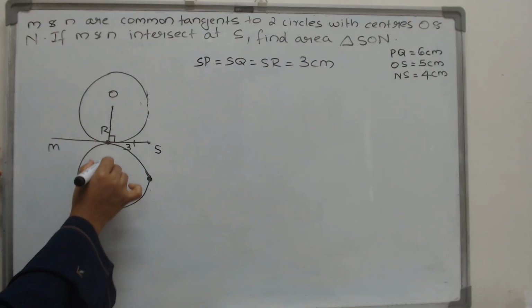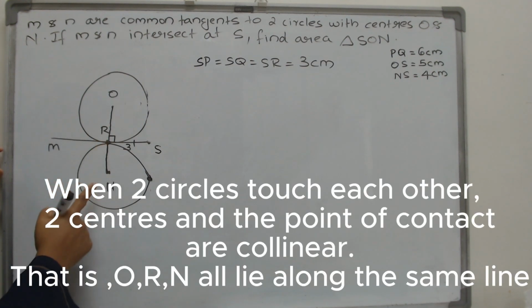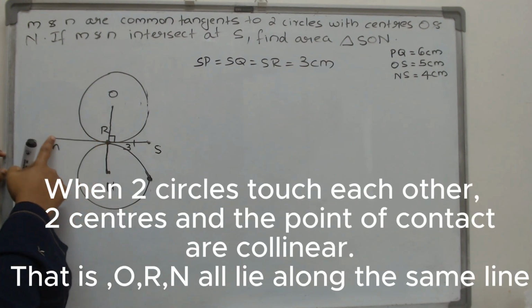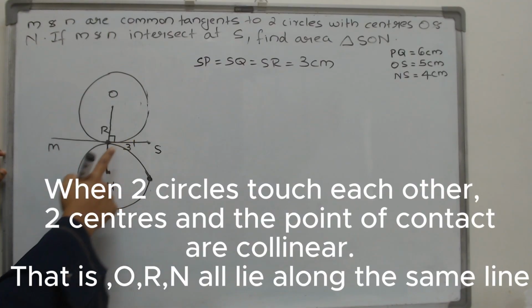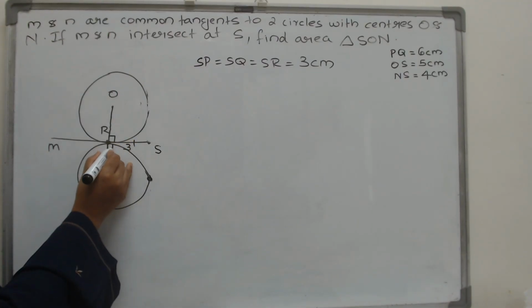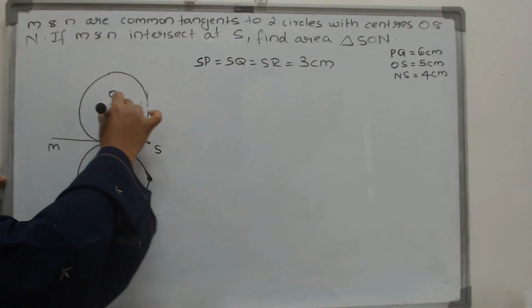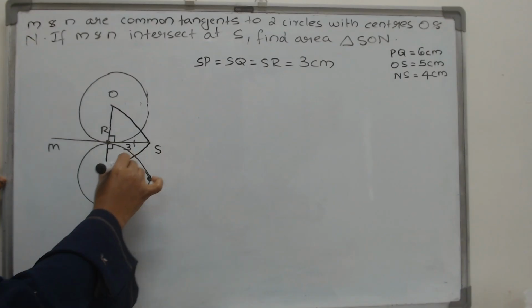Similarly, if you join NR, what do you notice? NR is the radius of this circle. And what do we know? At the point of contact, the tangent and the radius are perpendicular to one another. So here also you have a right angle. Now let us join SON.